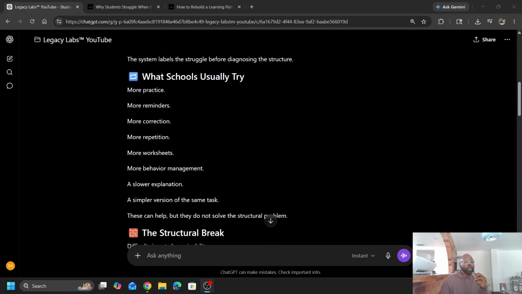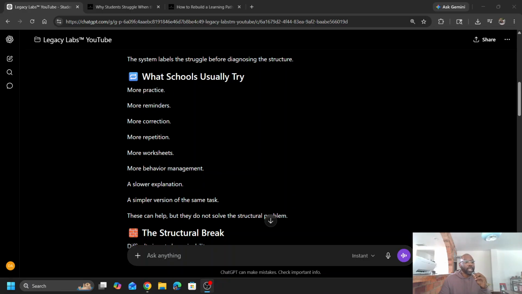So what schools usually try. Teachers usually try more practice, more reminders, more correction, more worksheets, more repetition, slower explanation, a simpler version of the same task, and sometimes those things do help. But if the structure of the task is the real problem, more repetition can reinforce the same breakdown. So a better question is not only did we explain this again, a better question would be what is the student being asked to carry?